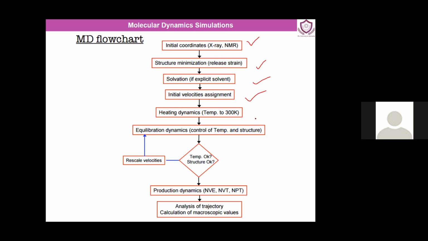And then we heat up the dynamics to a certain temperature, whatever the required temperature is. You can change this temperature. Then we go for equilibration dynamics. If everything is okay, we go for the final production dynamics, which involves three different kinds of ensemble: NVE, NVT, and NPT. And then after you finish your simulation, you get a trajectory. So this trajectory is basically a file or data which contains the information about the molecules and atoms, and also the trajectory.